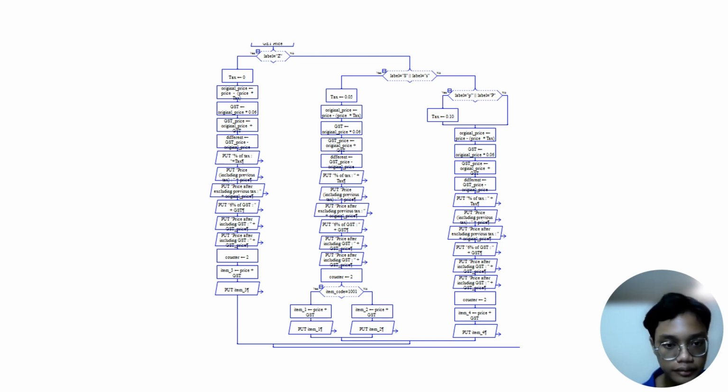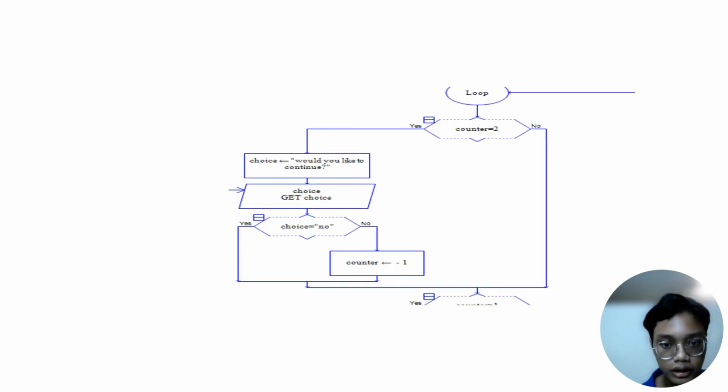Once the system has finished calculating an item for one label, it will go through the loop, and since the counter has already been set to 2, it will go to the yes selection and you will be given a question. Would you like to continue? Then you have to put your choice. If your choice is no, it will immediately go to end. It will immediately end the program. However, if your choice is yes, the counter will be subtracted by 1 and it will immediately go to 1, and if the counter is equal to 1, you can proceed to continue the calculation for each item.